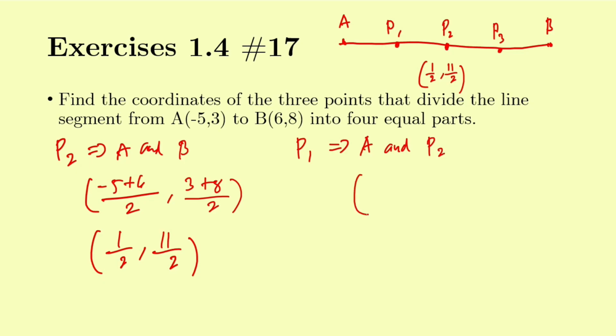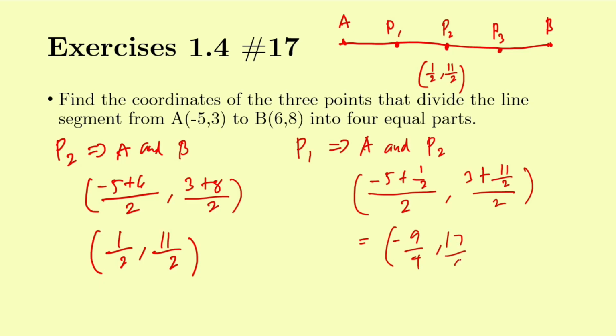Next, to find P1, we need to find the midpoint of A and P2. So using this coordinate, 1 half and 11 halves, we will use it in the midpoint formula. Negative 5 plus 1 half all over 2, and 3 plus 11 halves all over 2. And that results in negative 9 fourths and 17 fourths. So, negative 9 over 4 and 17 over 4.